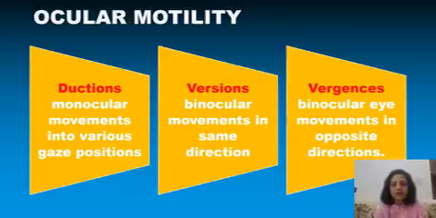Ocular motility. So the ductions, what are ductions, what are versions, and what are vergence movements. Duction, supraduction, infraduction, like that. Ductions are when there is movement of only one eye. Ductions are monocular movement in the various positions of gaze. Versions are dextroversion, levoversion, like that. Versions are binocular movement in one direction, and vergences are binocular eye movements in opposite directions. We'll deal in detail with that.